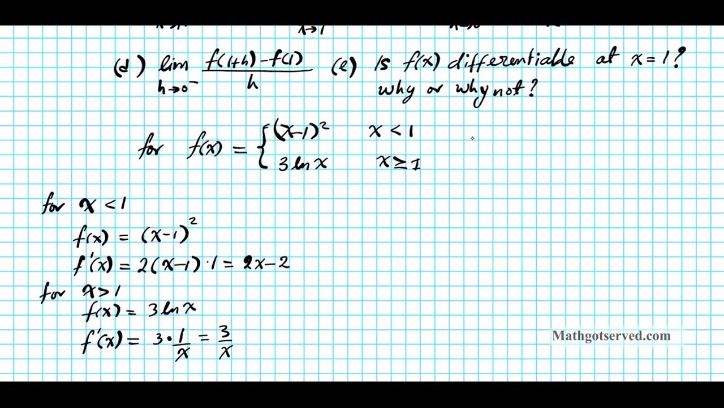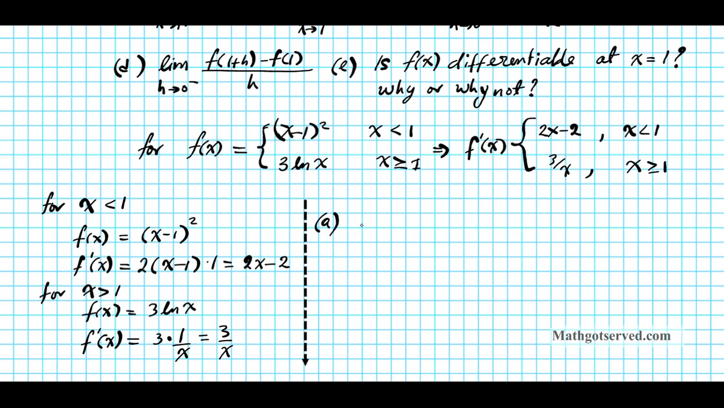So the derivative function f prime of x is 2x minus 2 for x less than 1, and 3 over x for x greater than or equal to 1. Those are the two piecewise functions that we have here. Now that we have them, we can proceed to finding the limit from the left and the right of the derivative. So let's see what we have for the A part.